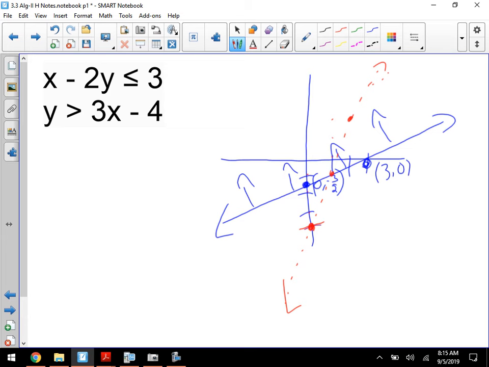Did that go through the origin? Is 0 bigger than -4? Yes. So I can shade again towards the origin. So you have this feasibility region within here. The only thing left to do is to figure out where those two intersect. Now, I know it looks like it landed on that line and it landed somewhere, but I've got to figure out exactly where it is.